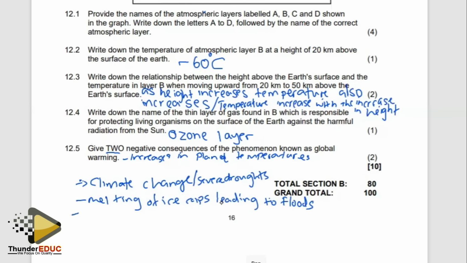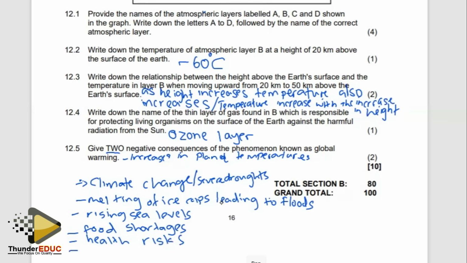And then we move on to rising sea levels. Those are the negative impacts. We have food shortages, because imagine if we have drought, then the type of plants that we are planting might not be favorable for the climate condition that is there. So we end up having food shortages. We have health risks, like skin cancer. And poverty, because poverty comes when we are having food shortages.